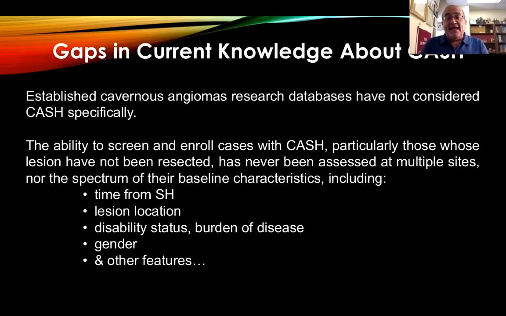So identifying CASH cases, finding out whether we can enroll them within reasonable time from their symptomatic hemorrhage, and then understanding where their lesion is. The patients that end up in the trial are probably the ones whose lesion didn't get taken out. So are they going to be mostly the brainstem cases, mostly the deep cases, mostly the disabled or the non-disabled cases? We don't know that mix, and that mix is very important, as I will show you later, to decide how many patients we need in a trial. The gender effect is important. The drugs may work differently in males and females, so we need to know that. And there are some other features that can make a difference. Next slide.